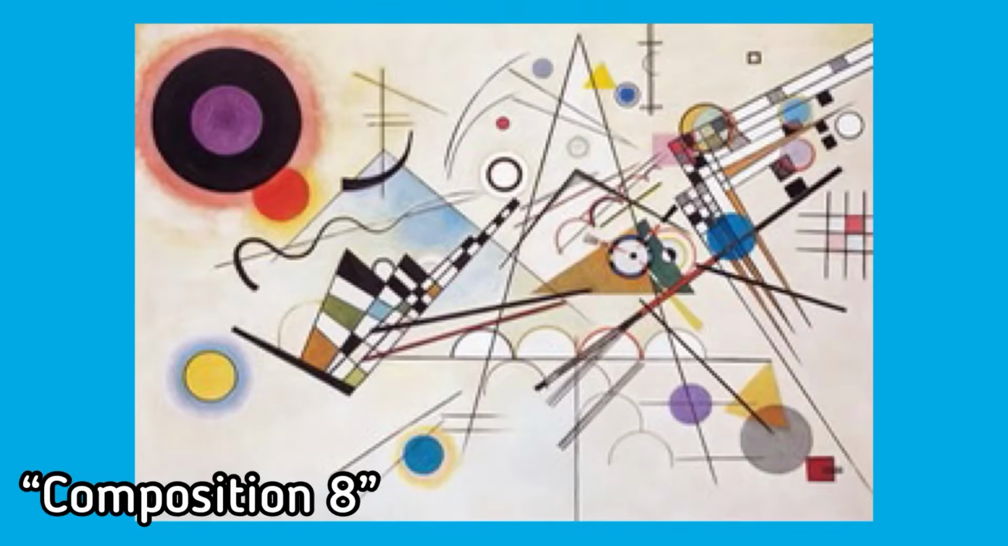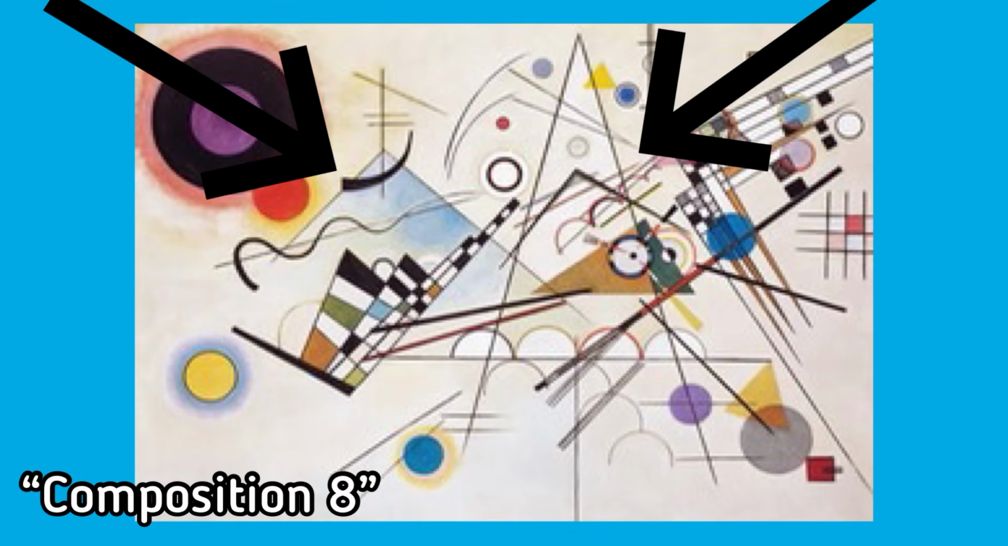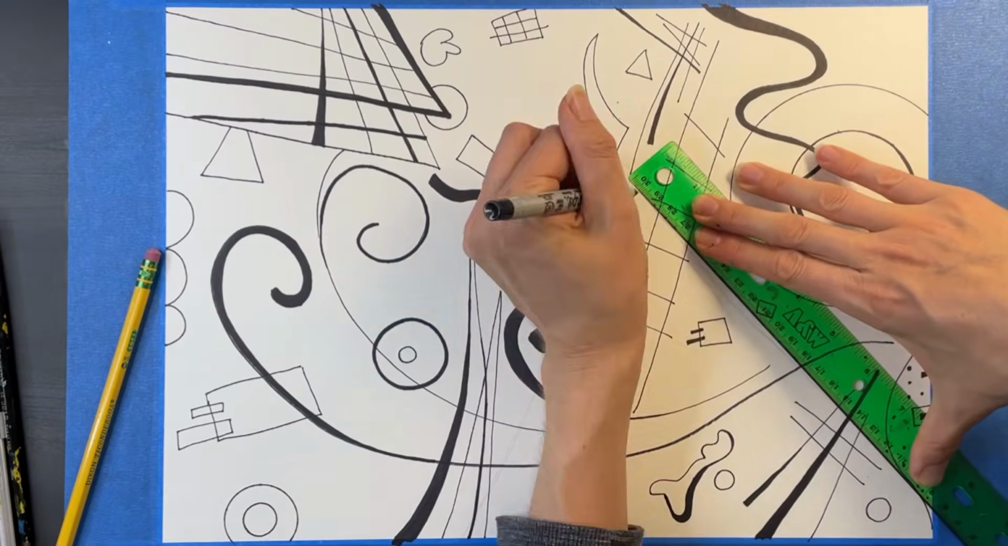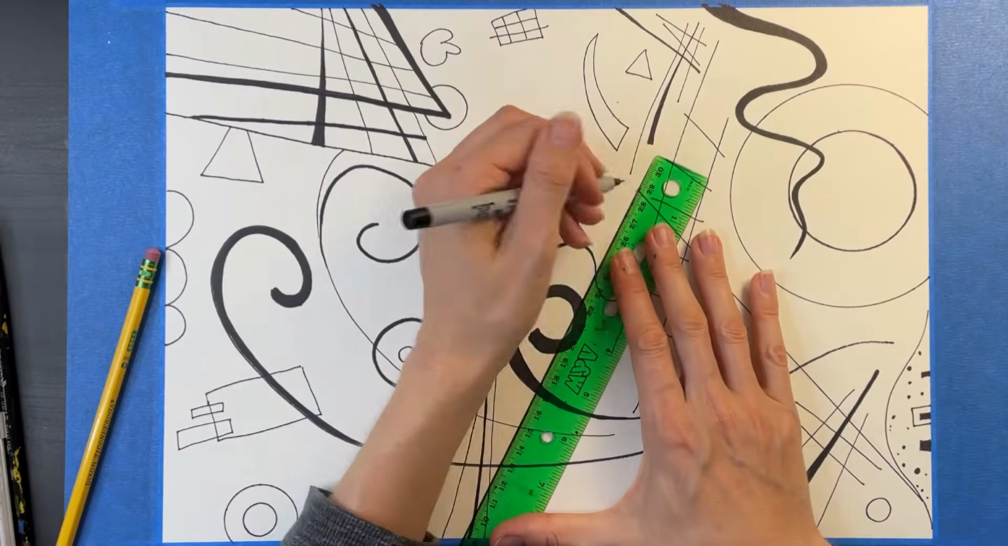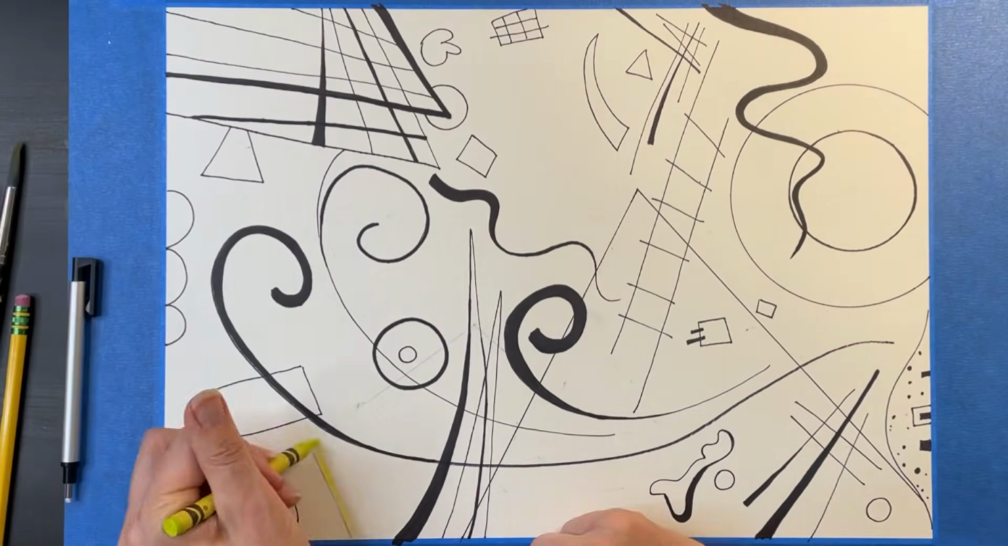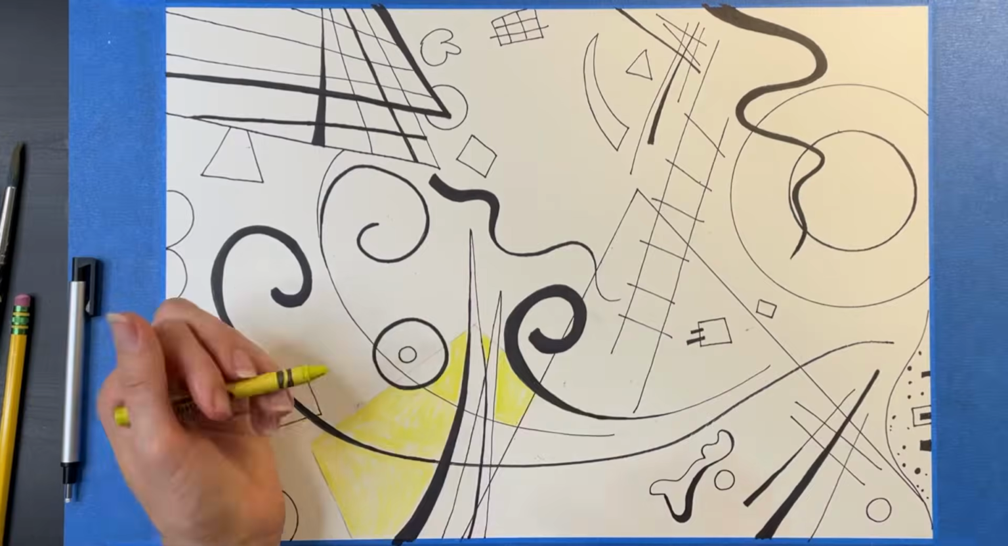In this painting called Composition 8, Kandinsky added a couple large triangle shapes to the background. So I'm going to use a ruler to add a large triangle shape to my background. Now that I've created my composition, I'm going to start adding color.